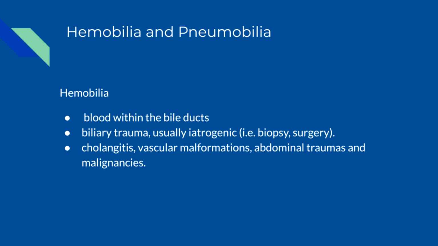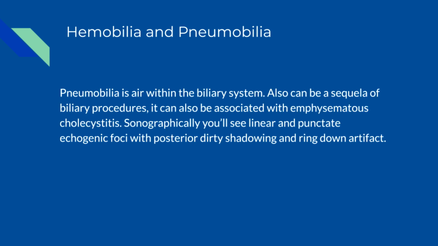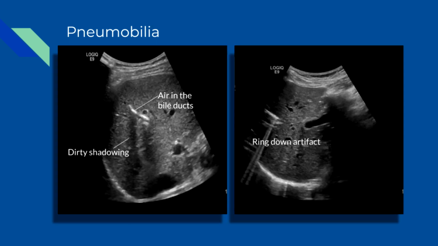More acute thrombus is typically less echogenic. And pneumobilia is air within the biliary system. Also can be a sequela of biliary procedures. It can also be seen with emphysematous cholecystitis. Sonographically, you'll see linear and punctate echogenic foci with posterior dirty shadowing and ring down artifact.